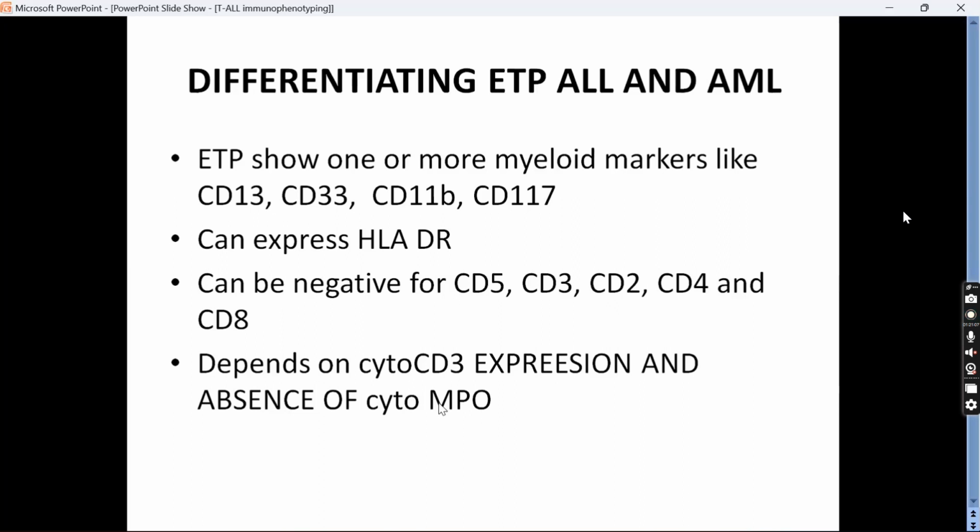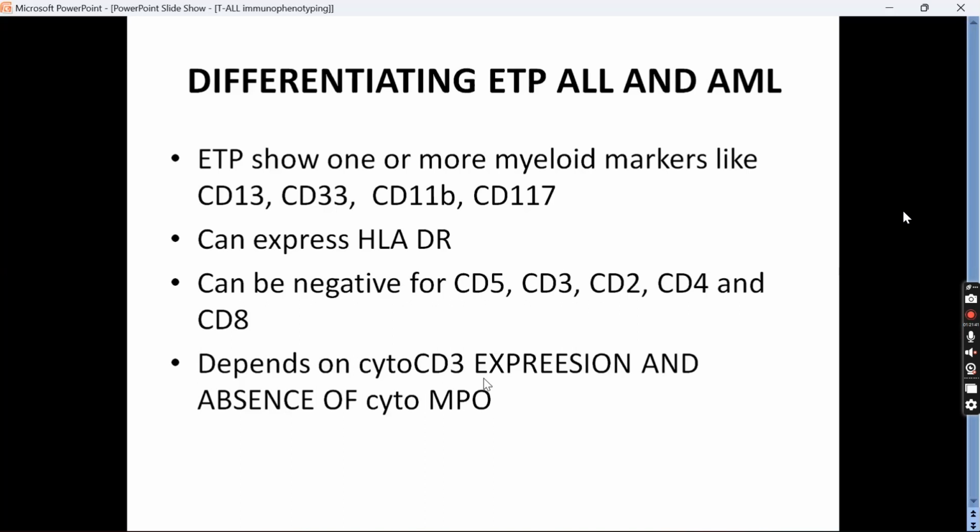You asked me a question, I'm asking you a question again. Come on, answer. So this is the picture. I don't know the diagnosis, so don't consider ETP. The blast is positive for 13, 33, 11B and 117. It is expressing HLA-DR. It is negative for CD5, 3, 2, 4 and CD8. It is negative for MPO. It is negative for cyto CD3. If it is positive for cyto CD3, then I'll call it ETP-ALL. If it is negative even for cyto CD3, then what would be the diagnosis? So what is CD7? CD7 is positive.